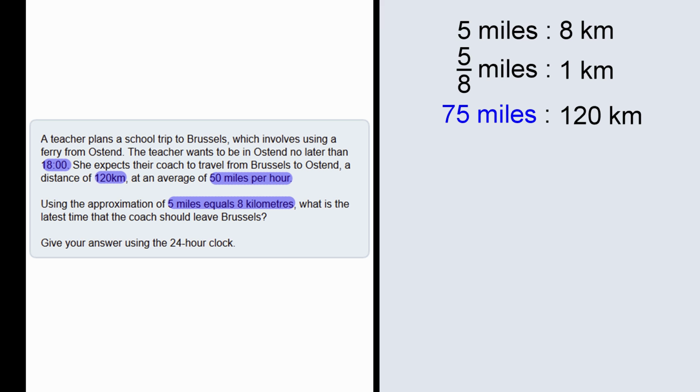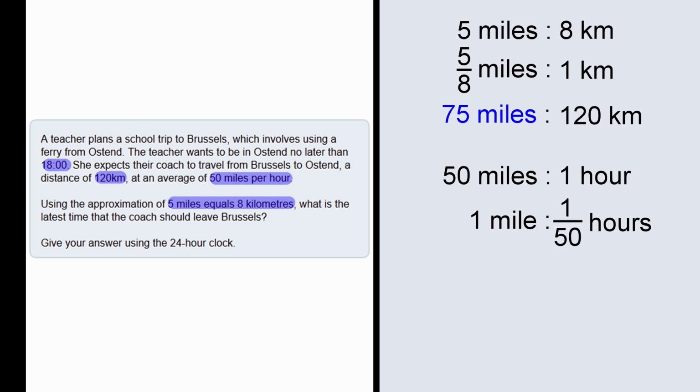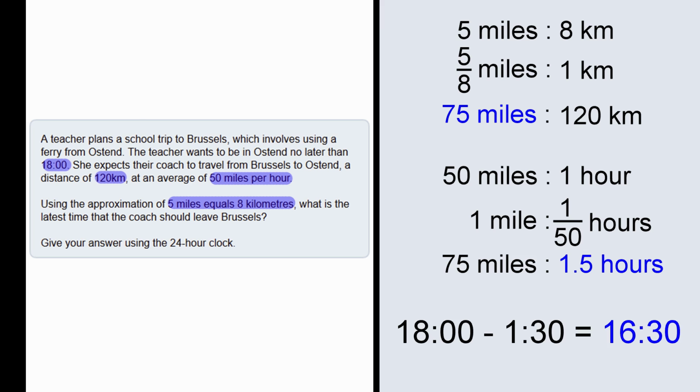Now we are given that the coach travels at 50 miles per hour. So that means it does 1 mile in 1 divided by 50, 1 over 50 of an hour, which means it does 75 miles in 75 divided by 50 of an hour, which is 1.5 hours, which is 1 hour 30 minutes. So what we need to do then is 1800 minus 1 hour 30 minutes, which gives us the answer of 1630.